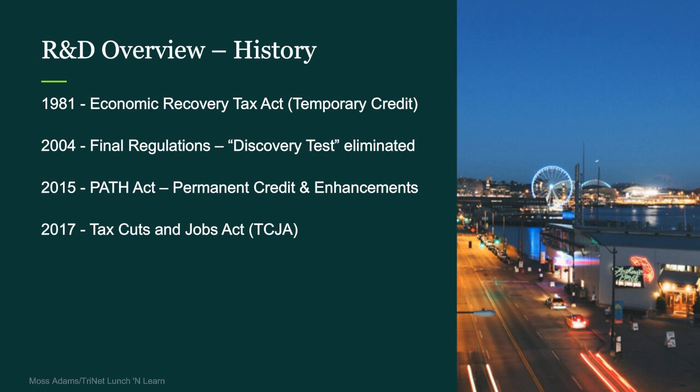The PATH Act in 2015 made the tax credit permanent, and it also expanded some benefits to qualified or eligible small companies. In 2017, the Tax Cuts and Jobs Act also provides some additional benefits for the taxpayer, and we'll discuss this just a little bit later under a section on tax reform.